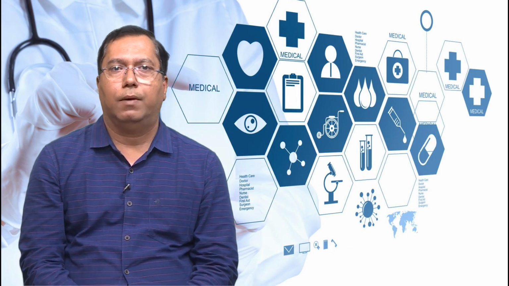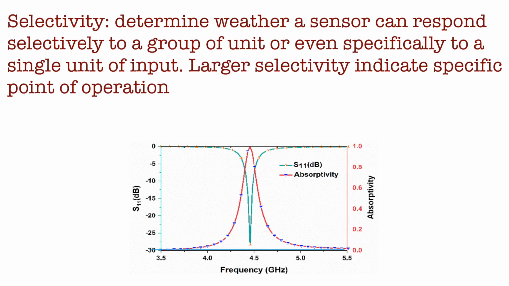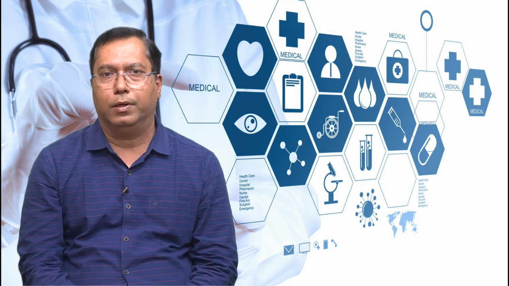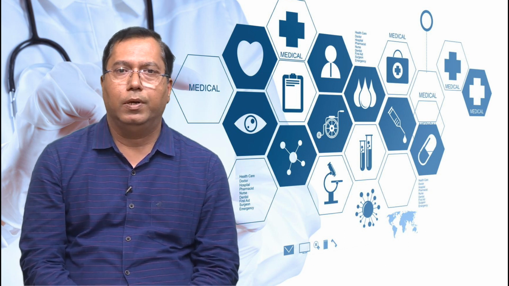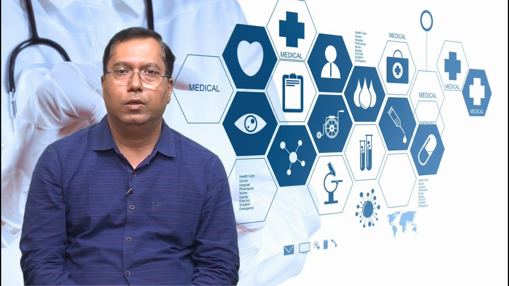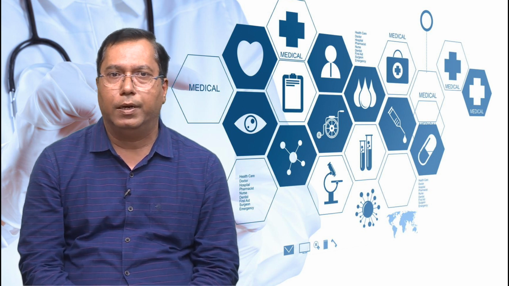Another characteristic of the sensor is selectivity. It determines whether a sensor can respond selectively to a group of units or even specifically to a single unit of input. Larger selectivity indicates a specific point of operation. This selectivity depends on the application. In this module, we will discuss metamaterials as a sensor. So, we will see later how this selectivity can be represented.